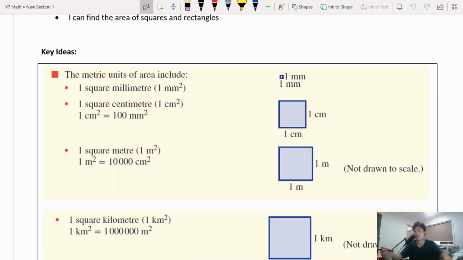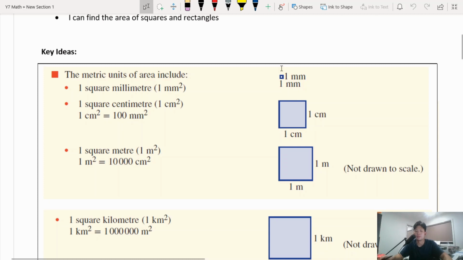Alright, so let's start by going through the different metric units of area. The first one we have is 1 square millimeter. So it's literally just 1 millimeter in the shape of a square, so 1 millimeter on each side. When it asks you what the area is in millimeters squared, it's literally asking you how many of these square millimeters are in that shape.